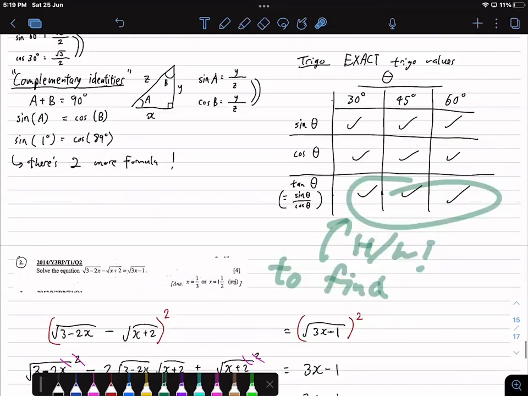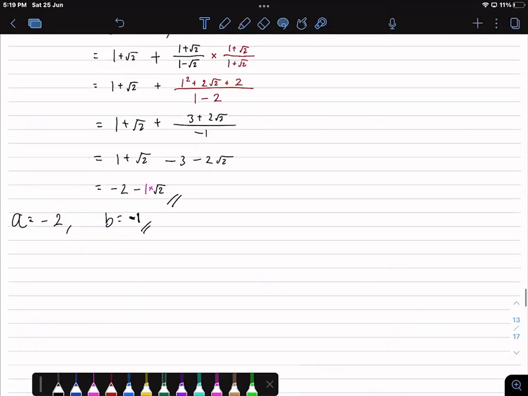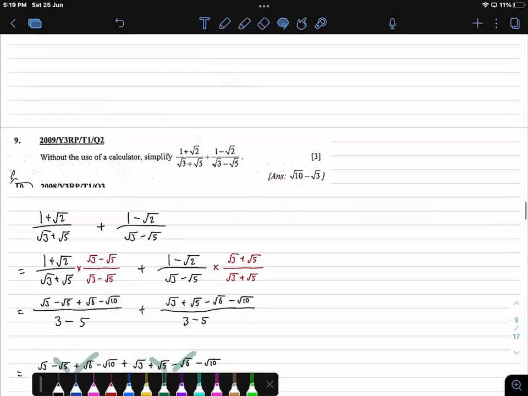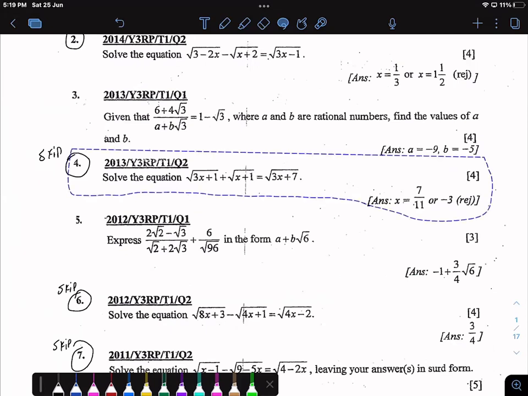Let's try another question. The trick here is to square both sides 2 times. But the second time you have to be more careful. Okay, let's just do that.